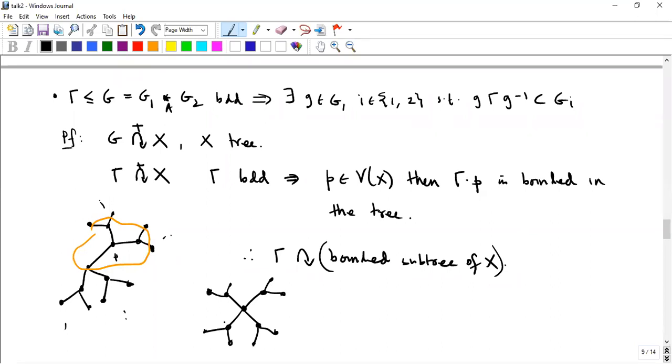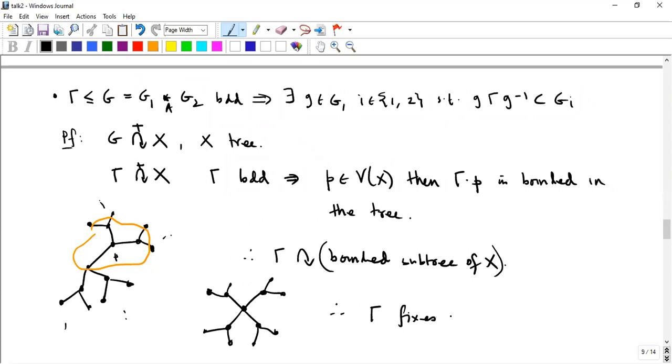You can pick a point as a leaf and then throw away the orbit of the leaf. So now the tree is smaller. So now gamma acts on an even smaller tree. And you can iteratively throw out these leaves so that these bounded subtrees are smaller and smaller and smaller. And so what can it be at the end? It has to be a point, right? So gamma basically has to fix a point.